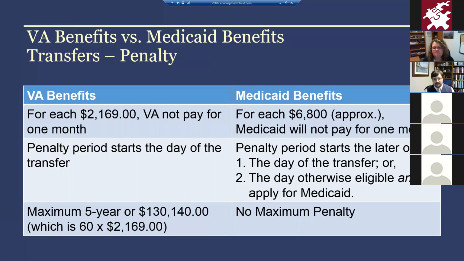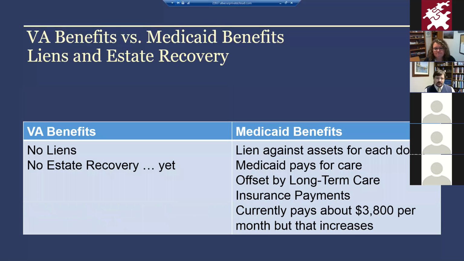So what do the penalties look like on the Medicaid side, Joy? For about every $6,800 transferred and given away, we're looking at a month of ineligibility. That penalty period is not going to start until the later of the day of the transfer or the day that they were otherwise eligible and apply for Medicaid. And there's no maximum on the penalty period. So much harsher.